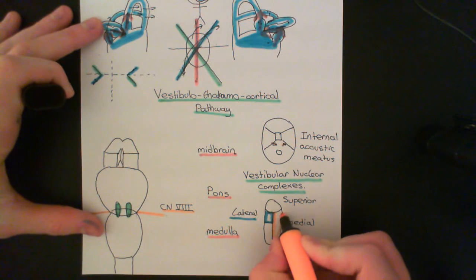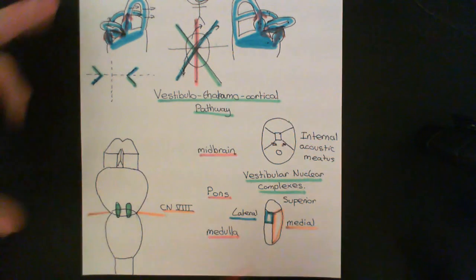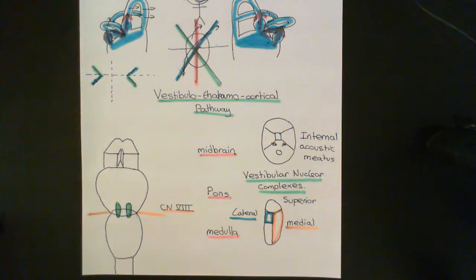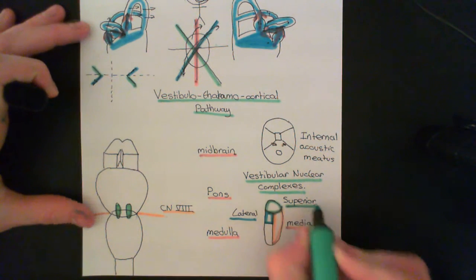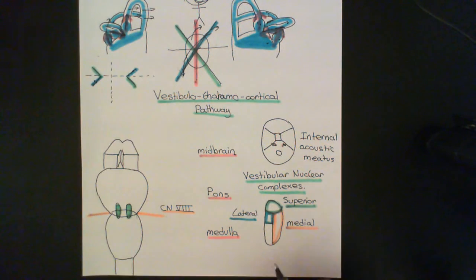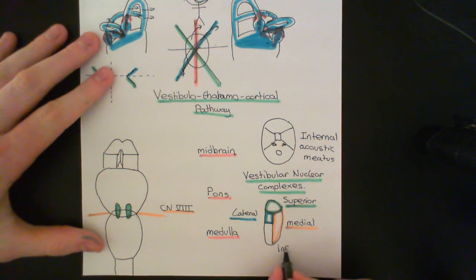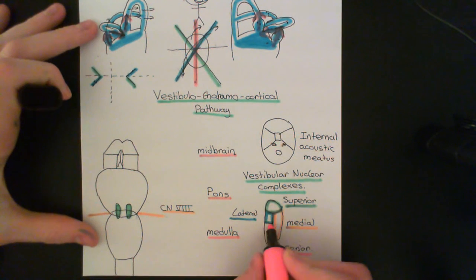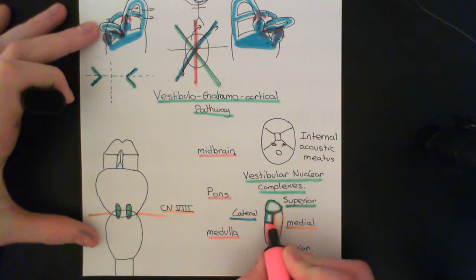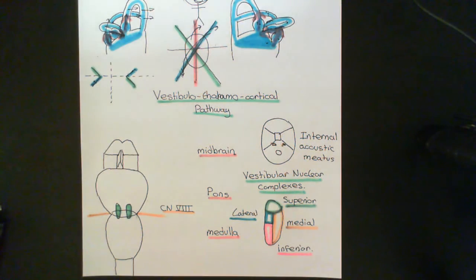Here, this one that I'm now outlining in orange, that's the medial vestibular nucleus. This one I'm outlining in green, that's the superior vestibular nucleus. And then the final one, again, very simple, the final one's called the inferior vestibular nucleus. So I'll add that one on here. This one is in pink down here. Okay, so those are the 4 separate vestibular nuclei that make up the vestibular nuclear complex: the superior, medial, lateral, and inferior.